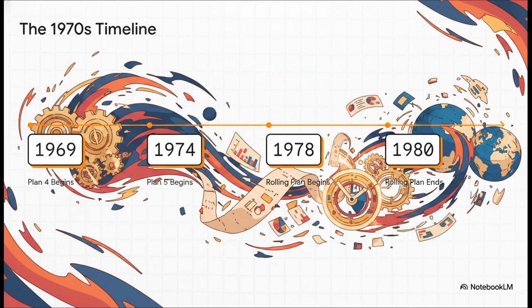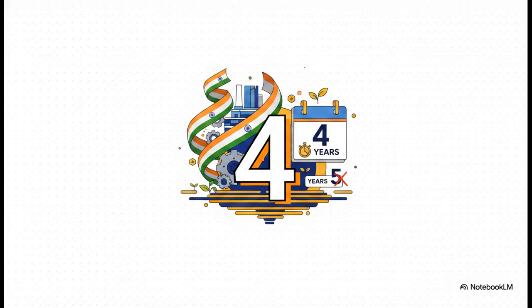Plan 4 starts in 69, Plan 5 in 74, but then by 1978, the 5-year structure gets interrupted again by something called a rolling plan, which lasts until 1980. The political winds were shifting fast, and economic strategies were getting yanked right along with them. Actually, here's a crazy piece of trivia for you.